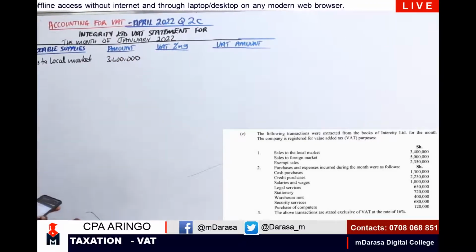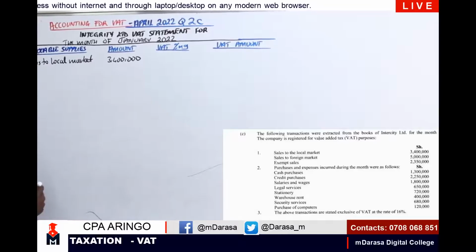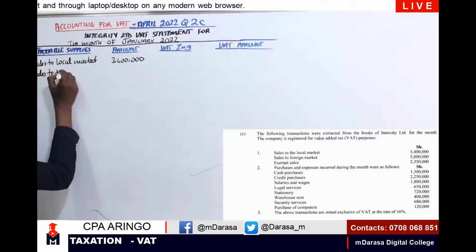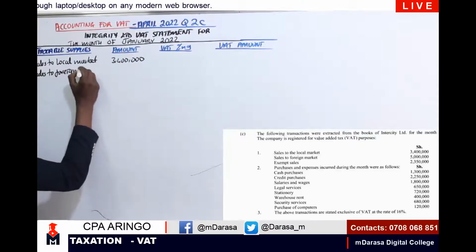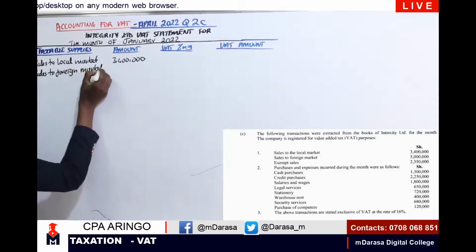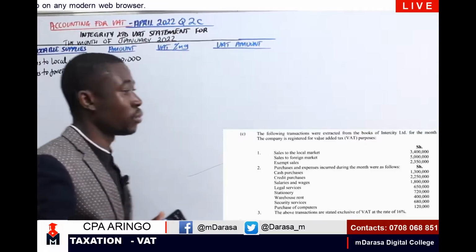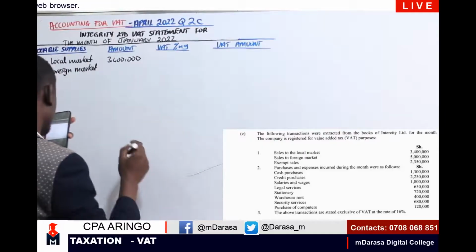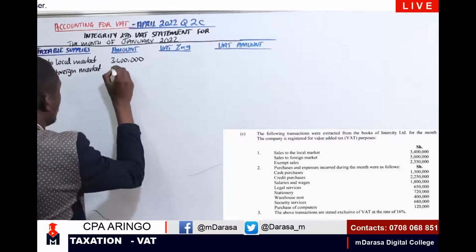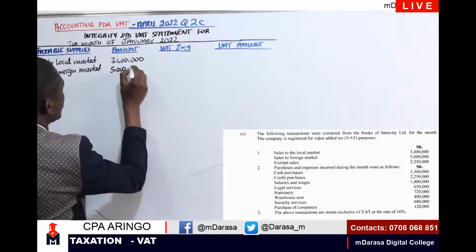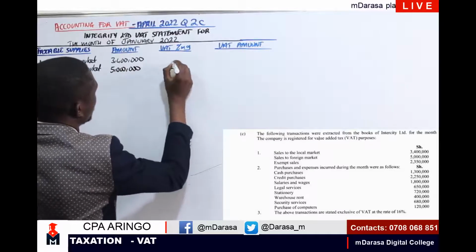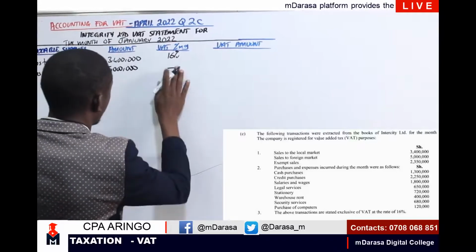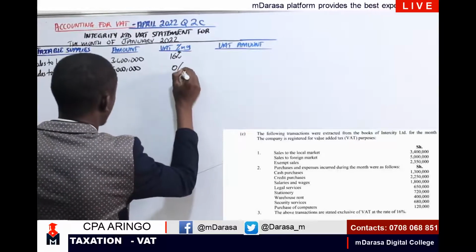Sorry, I'm having a flu. Then the other case, I'm given sales to foreign market. We know these ones are exports. And at this point, we say that at any given point, whenever we're talking of exports, basically they'll always be zero rated. So I'm given 5 million here, which in this case, basically these are zero rated. This is 16%. Then I'm given that is 0%.